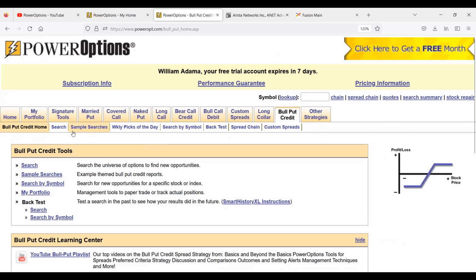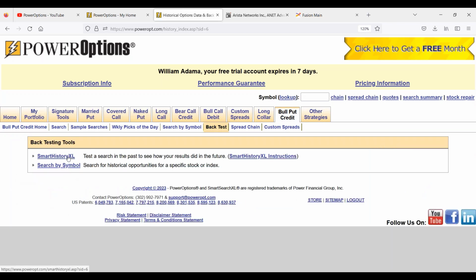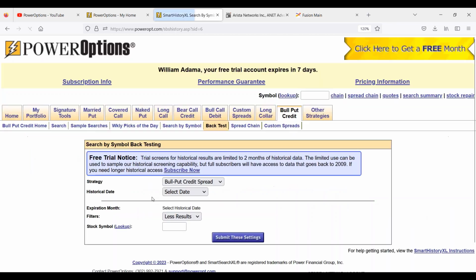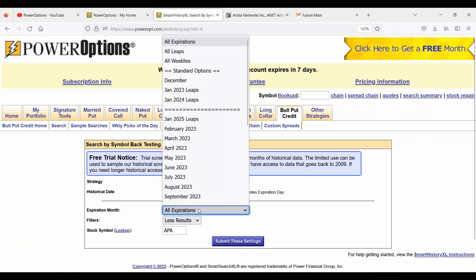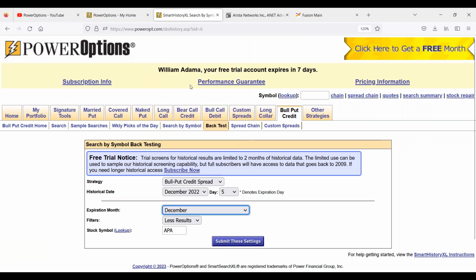In addition to using the search, sample searches, picks of the day, and so forth, the rest of the historical tools are done by strategy. So I'll go to Backtest. And now I have the Smart History Excel or the search by symbol. With the search by symbol, I can see what bull put credit spreads were available on Apache back on December 2nd for, let's say, standard December expiration, or I'm sorry, December 5th. I just want to take the December expiration series, and I'll go more results.